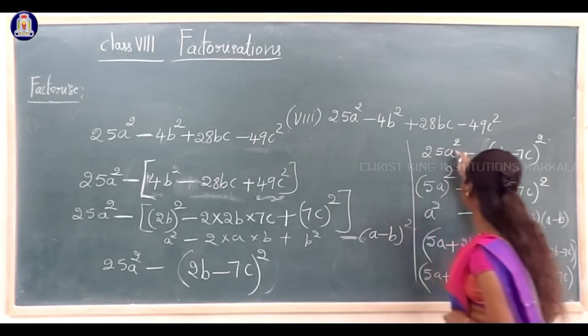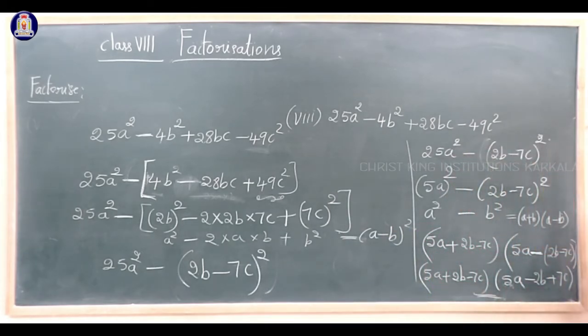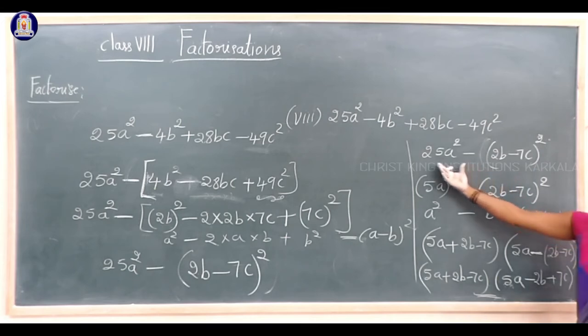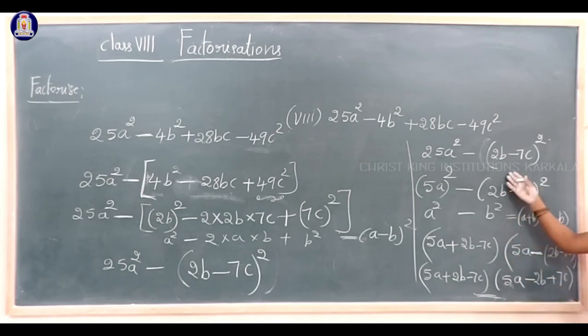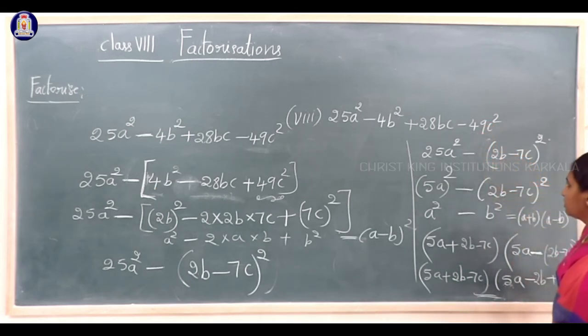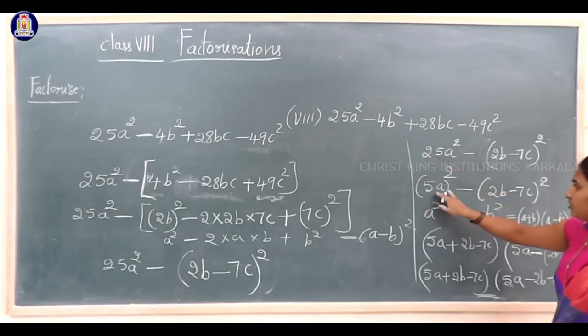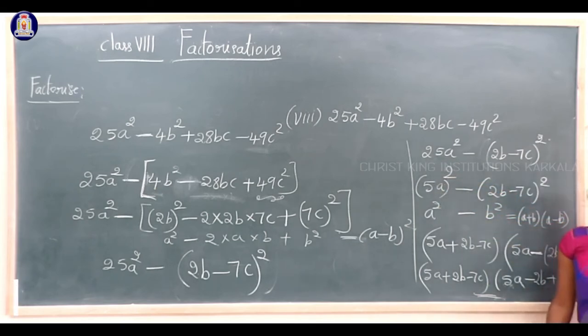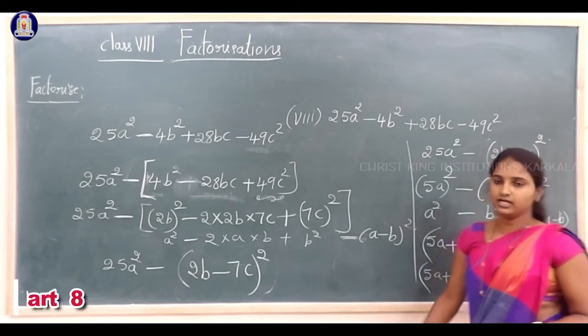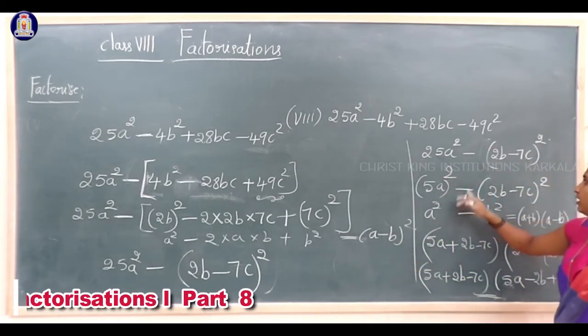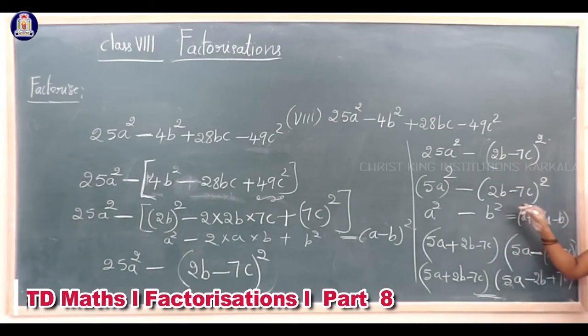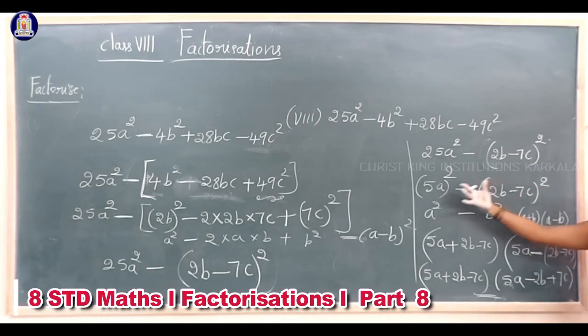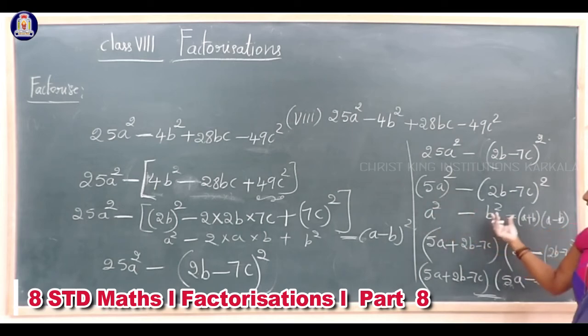We get 25a square minus (2b minus 7c) the whole square. If you observe this term, again this is not a factor. Again we can use the third identity. Is it correct? Yes. So 25 I wrote (5a) the whole square. 25 can be written as 5 into 5, isn't it? Yes. So (5a) the whole square minus (2b minus 7c) the whole square. So this is one term and this is another term. So this is a square and this is what? b square. So this can be written as (a plus b) into (a minus b).